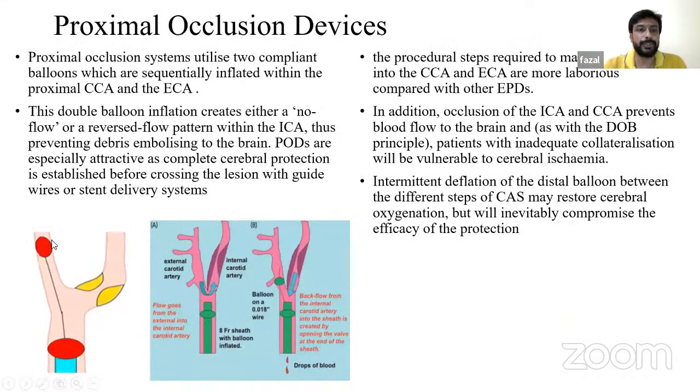And these are the proximal occlusion devices, where a balloon is put in the ECA and occluded, and another balloon is in the ICA which is occluded. They work on the principle exactly like what they do in endarterectomy, where they have clamps in the ECA and the ICA, and cause a reverse flow pattern within the ICA, thereby preventing embolization to the brain. Again, sometimes it can cause hypoperfusion and sometimes can cause problems. So this is another proximal occlusion device.